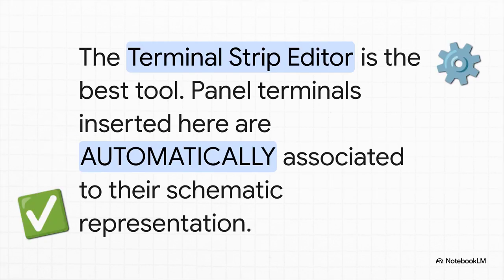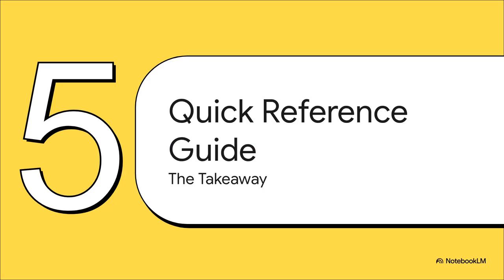Okay, so we've talked about the how, but what's the best way, the pro move? For that schematic to panel digital twin relationship, you can forget about doing it manually. The most powerful, most efficient, and most error-proof way is to use the terminal strip editor. It just does all that association work for you, automatically. It's a game changer.